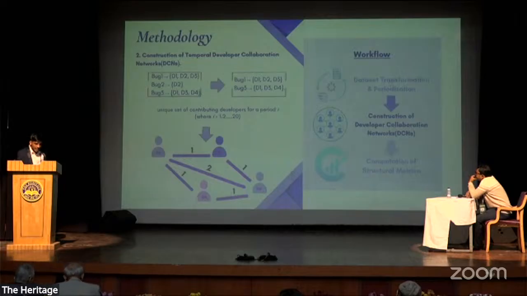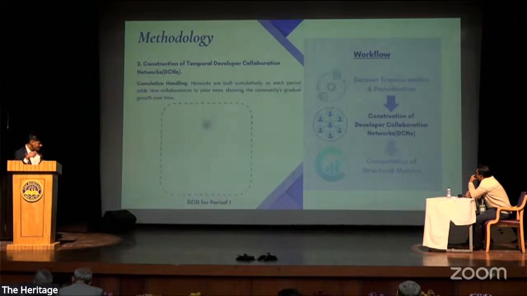Now that we had a look at the sample data, let's have a look at how the actual data looks. This is the DCN for period 1. This is the DCN for period 2. Now, here the graphs have been built cumulatively. That is, the DCN for period 2 has been built on top of the DCN of period 1. This is the DCN for period 20. Now it has become a dense web of developers.